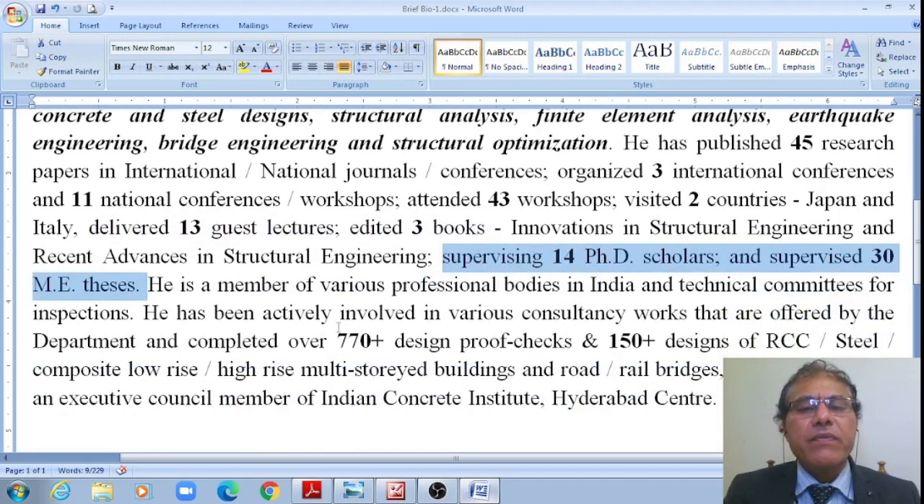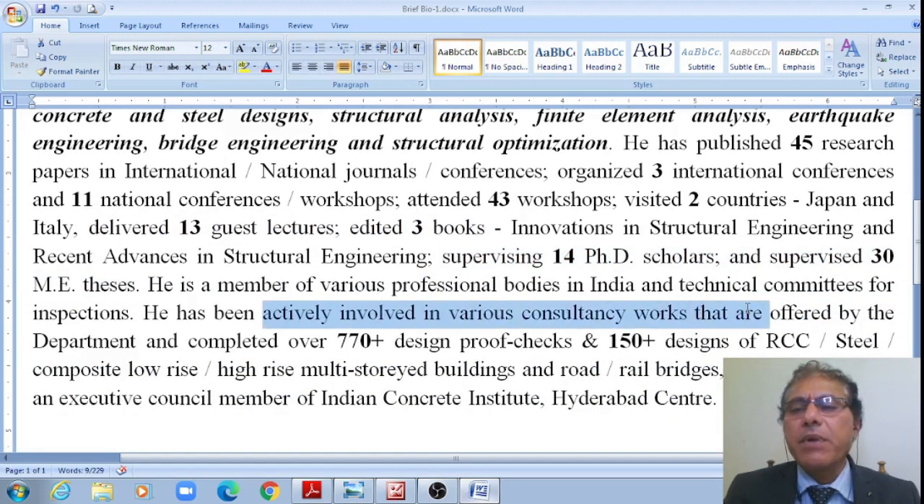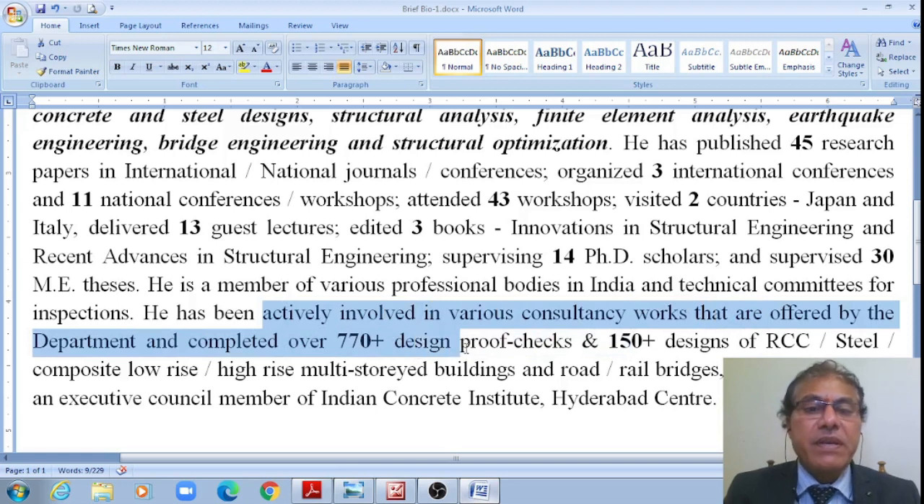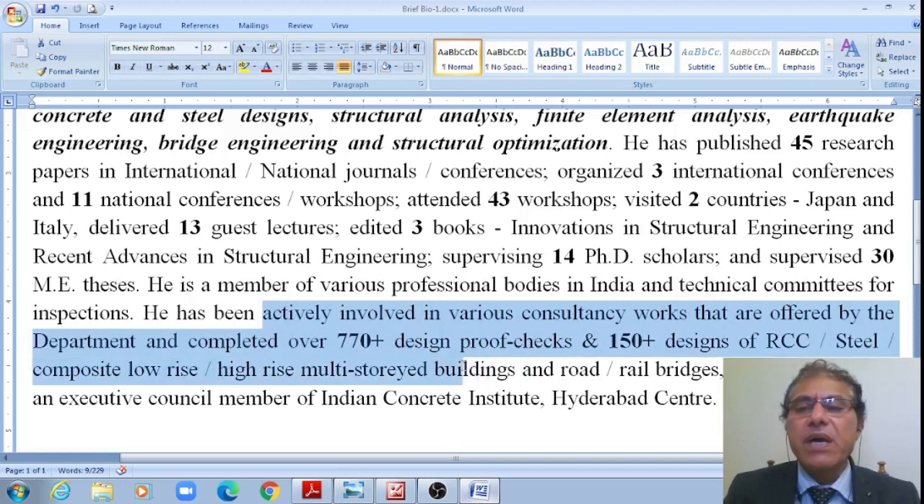I am actively involved in various consultancy works that are offered by the department and completed over 770 design proof checks and 150 designs of RCC, steel, composite, low-rise, high-rise, multi-story buildings as well as road and rail bridges. Once we see this, let us move quickly to the discussion, students.